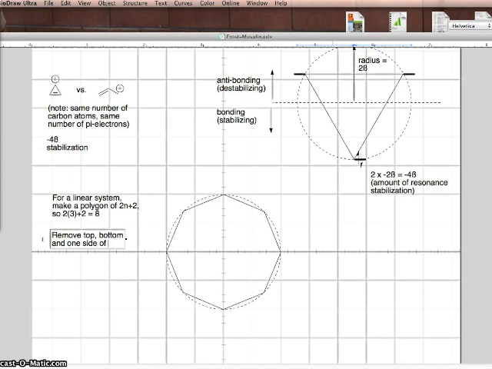After you've drawn your polygon, you now remove the top, the bottom, and one of the sides of the polygon, and that remaining partial side represents the energy orbitals. Again, we put an energy level orbital at every location where the sides of the polygon hit the circle. And again, the midpoint of the circle represents the line of stabilization where electrons populating orbitals above the line are destabilizing, they're in antibonding orbitals, and electrons below the line are in bonding orbitals, so they are stabilizing the system.